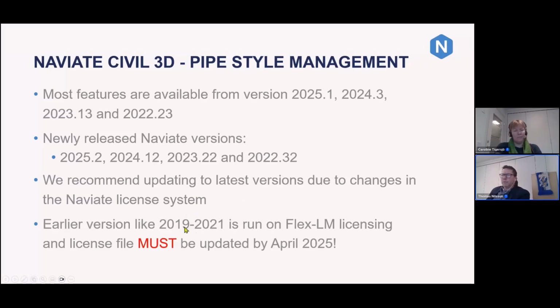For those of you who might be on earlier versions, like 2019 to 2021, those run on our old Flex LM licensing. In this case, you must update the license file by April 2025, and it's going to last to the end of 26 or 27. I don't remember right now, but this is crucial. So if you're on these versions, talk to your manager or an administrator so that you really do update.